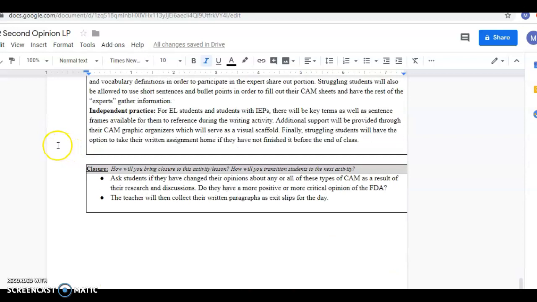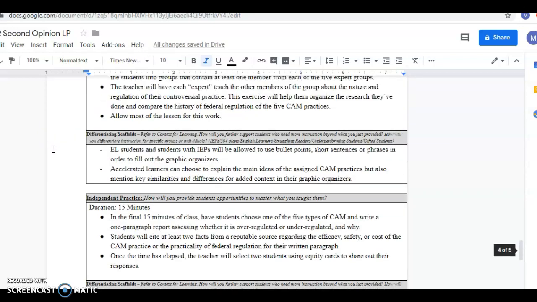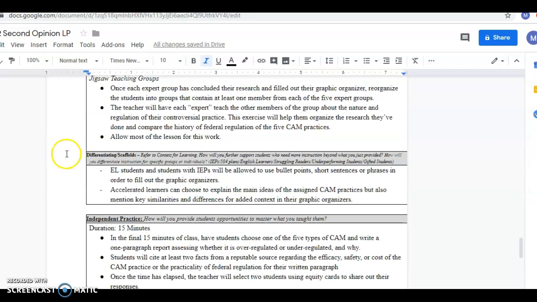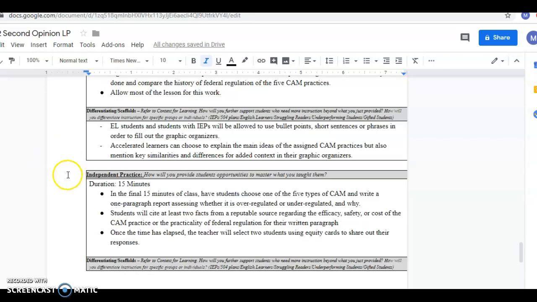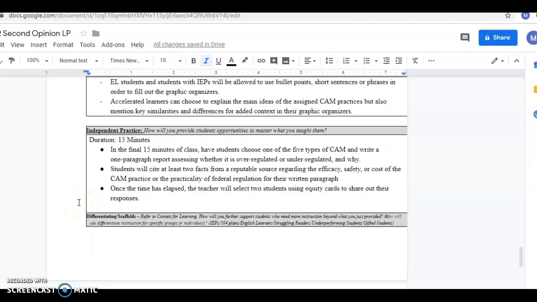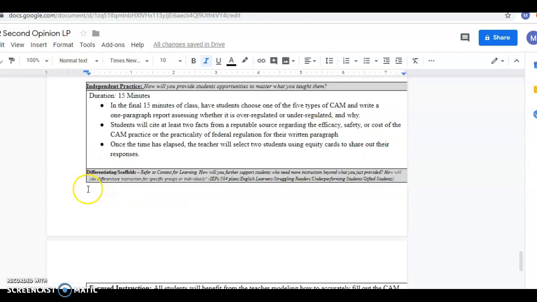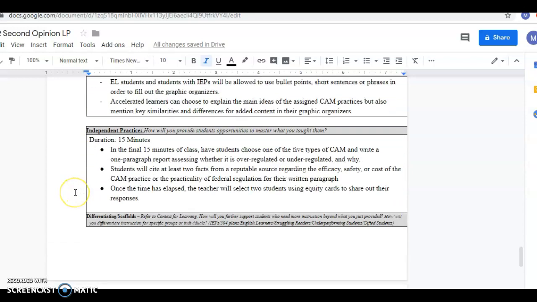And once they're done with the graphic organizer and sharing out their information, the independent practice is going to be a 15-minute paragraph where they pretty much sum up everything that they've learned. So they have to at least cite two facts from a reputable source. So they're going to have the sources already from their research activity, and just write down something meaningful. Again, there's going to be scaffolding. So for English learners and students with IEPs, they're going to be allotted more time.